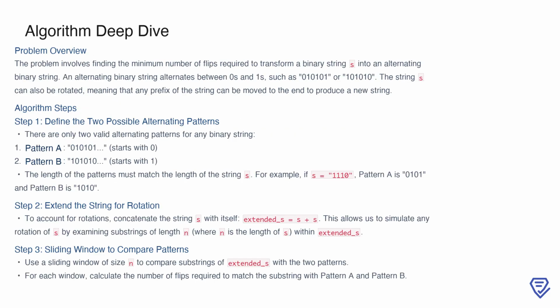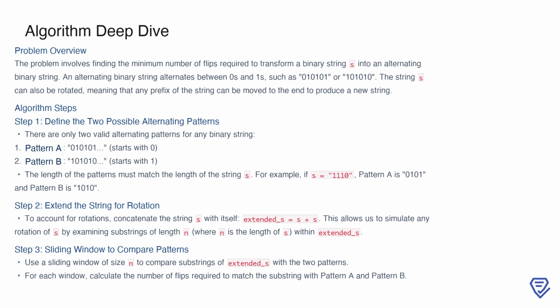To solve the problem of finding the minimum number of flips required to make a binary string alternating, we start by understanding the structure of alternating binary strings. These are strings that strictly alternate between zeros and ones, such as 010101 or 1010101. The key challenge lies in transforming the input string S into one of these alternating patterns with the fewest flips. Additionally, the string S can be rotated, meaning any prefix can be moved to the end, which introduces more potential configurations to evaluate.